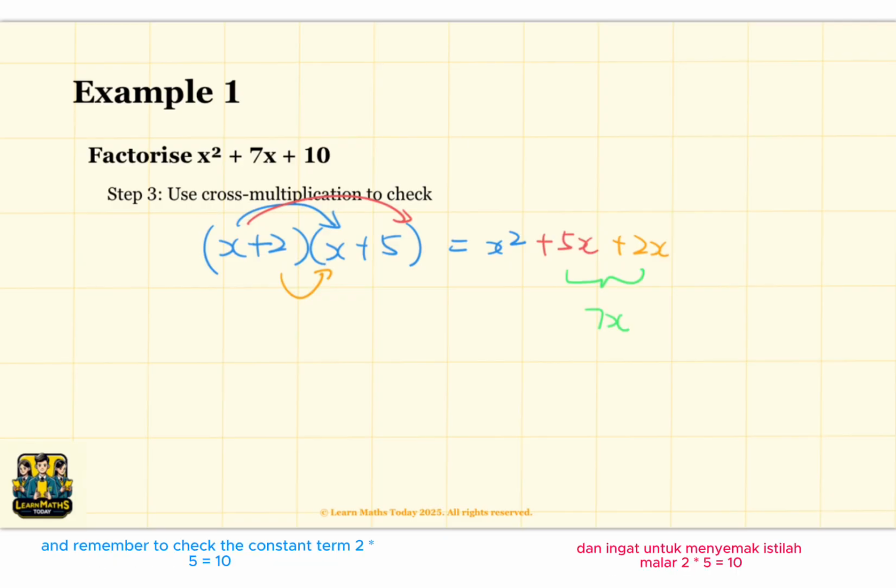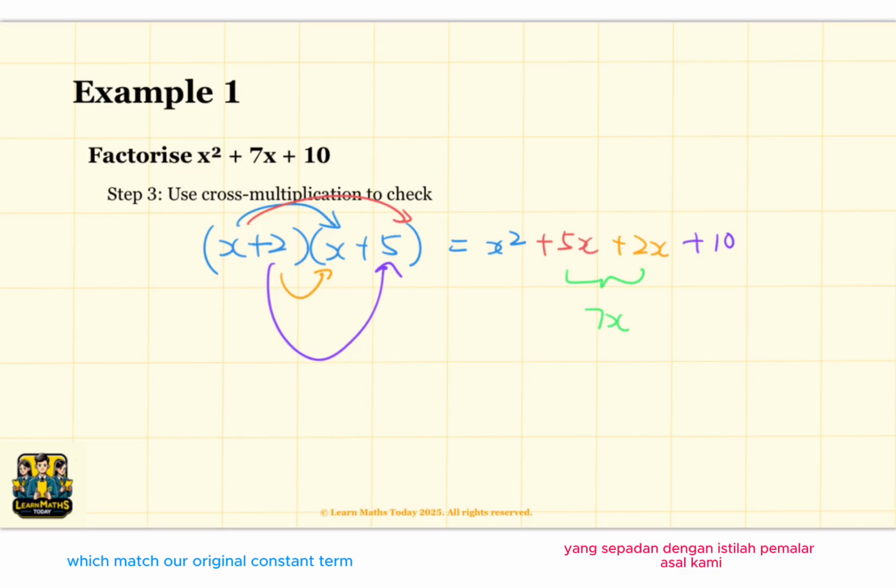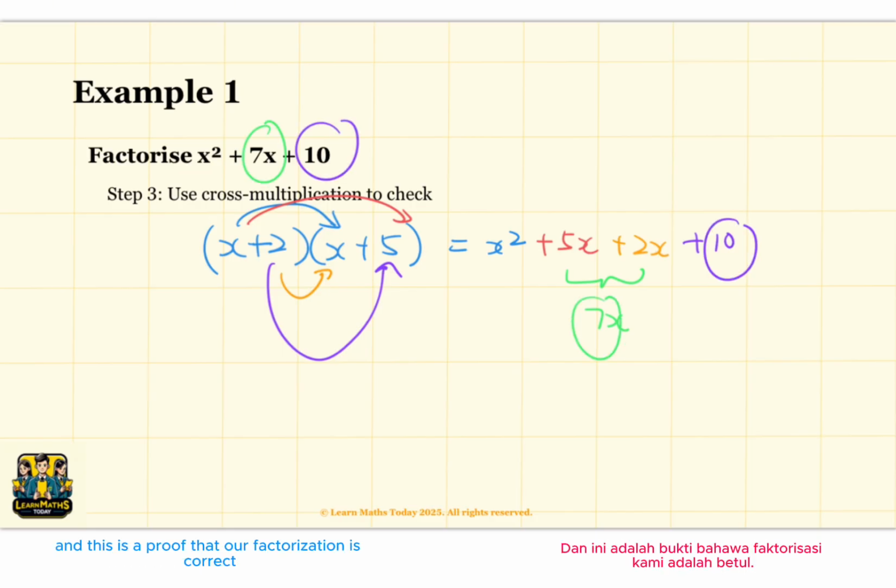And remember to check the constant term, 2 times 5 equals 10, which matches our original constant term. Therefore, everything matches, and this is a proof that our factorization is correct. Always remember to do this check. It takes a few seconds and can save you from making mistakes.